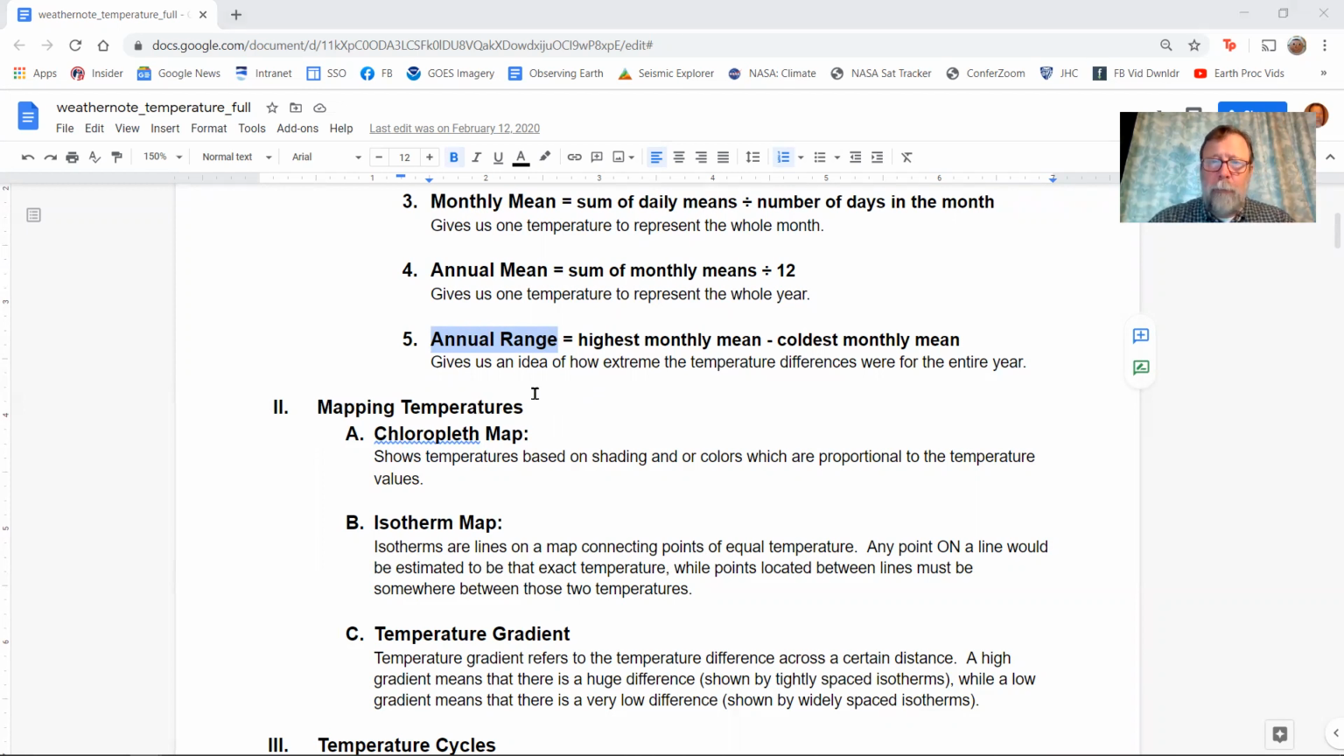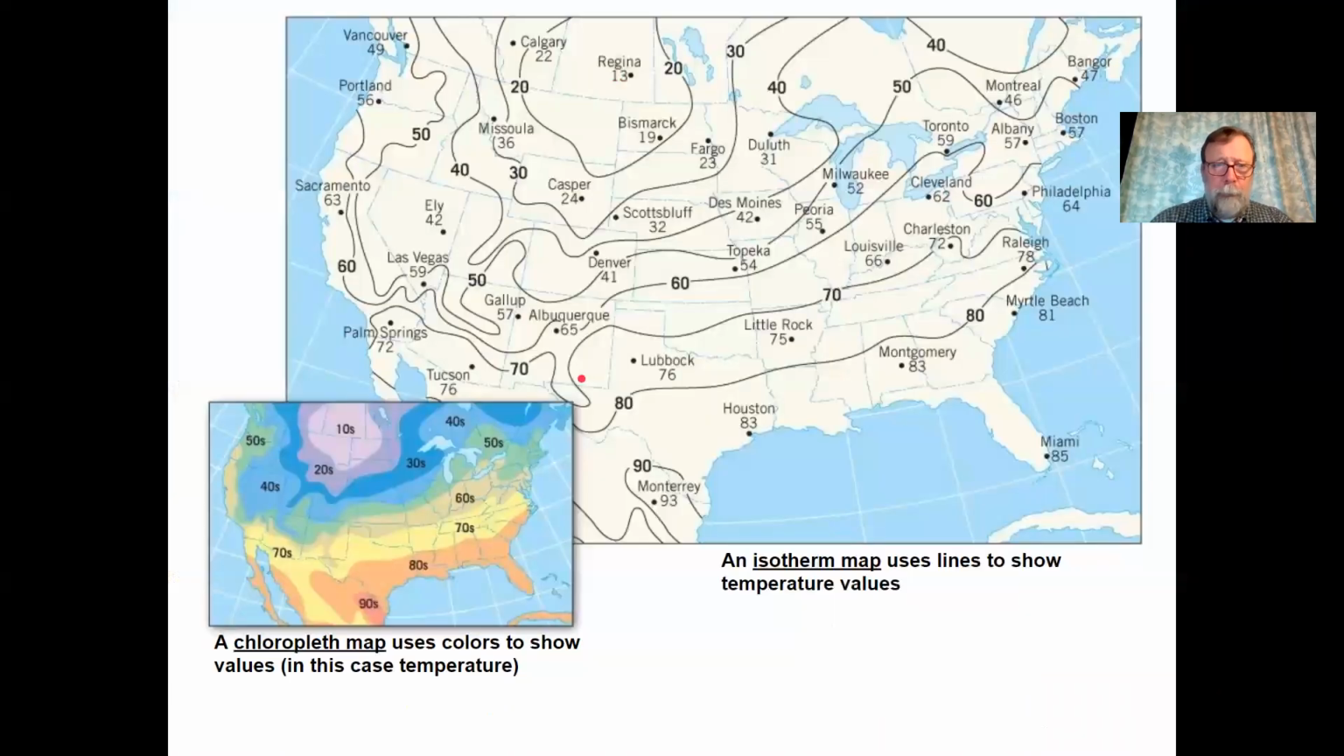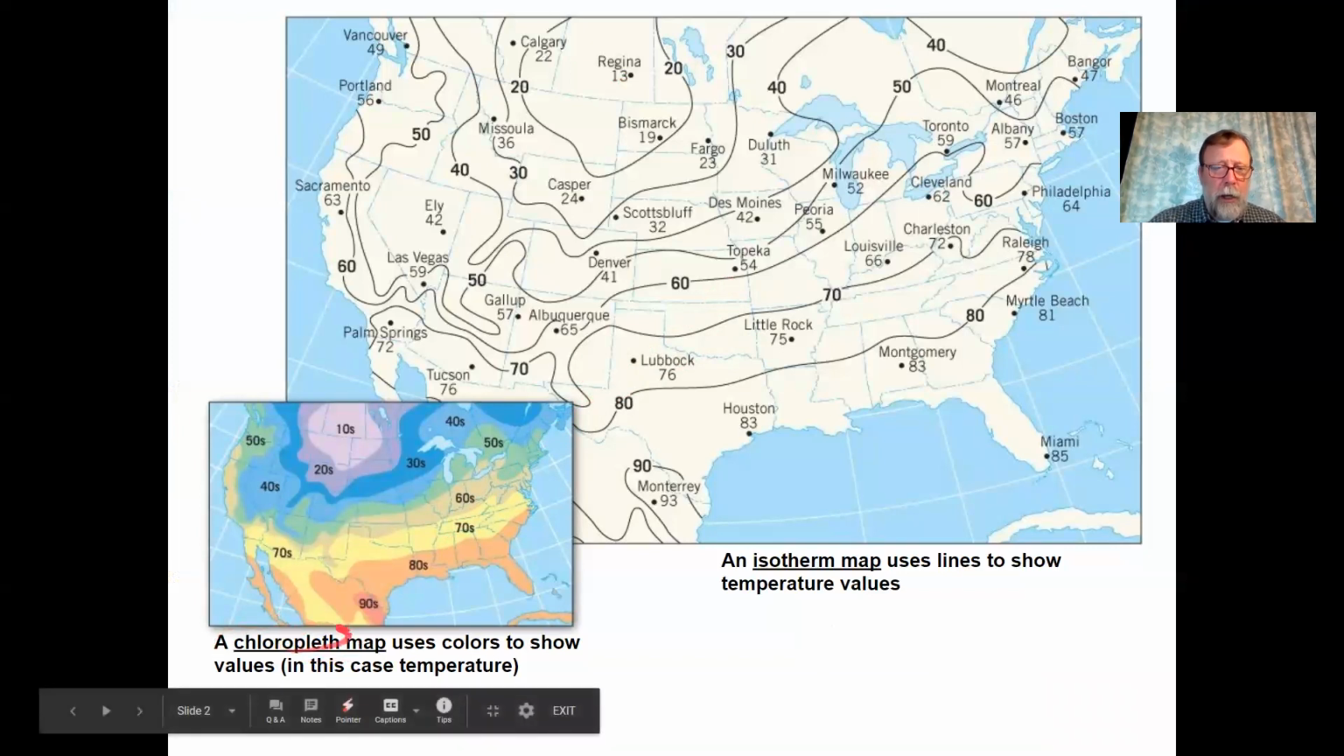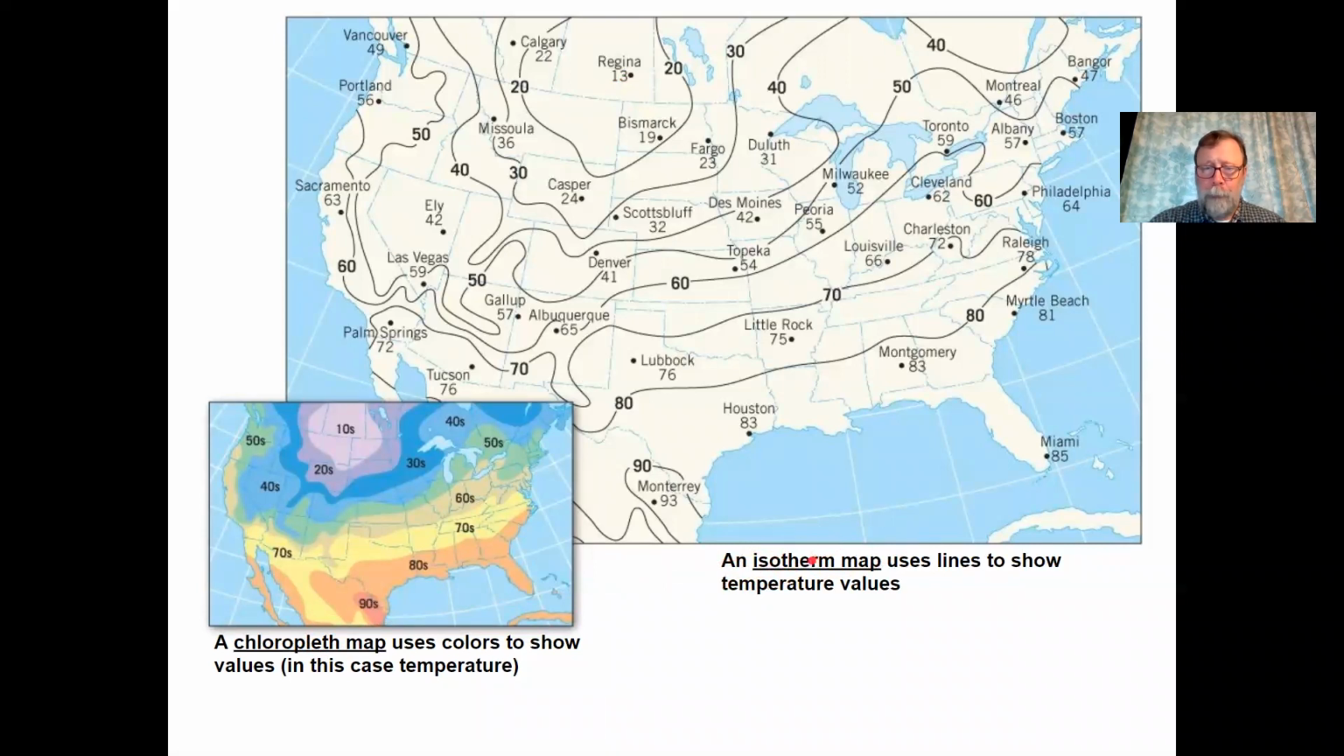So, mapping temperatures. Let's jump over to the slides. And here are 2 different types of maps to show temperatures. In your notes, you see the terms for these. The chloropleth map. Chloropleth is a reference to colors, a range of colors, or an isotherm map.